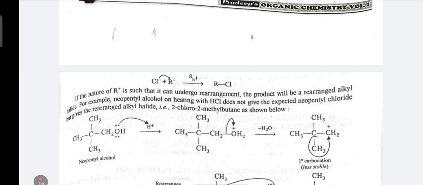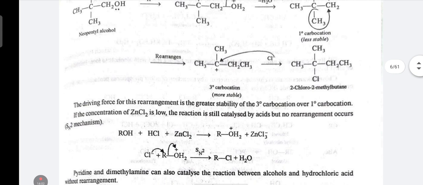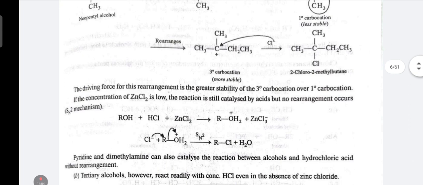For example, neopentyl alcohol on heating with HCl does not give the expected neopentyl chloride but gives the rearranged alkyl halide 2-chloro-2-methylbutane, which is shown in that example. The driving force for this rearrangement is the greater stability of the tertiary carbocation over the primary carbocation.